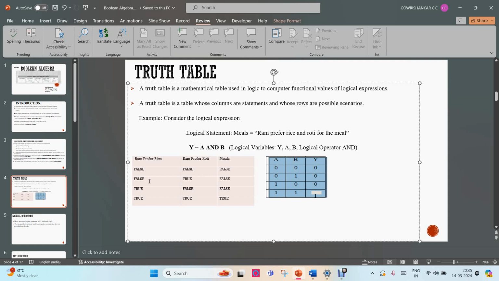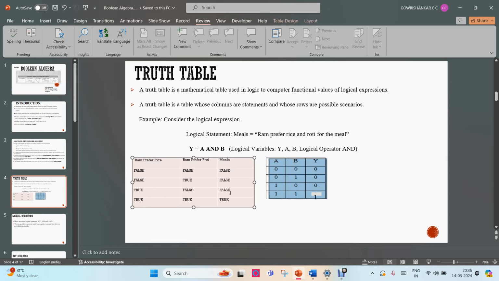Next, Ram prefers rice false and Ram prefers roti true. He prepared roti but he did not prepare the rice. In an AND operation, both conditions must be satisfied as true. It is not satisfied here, since he did not prepare rice, only roti. So it becomes false. Next, he prefers the rice but he did not prefer the roti. So it becomes false.